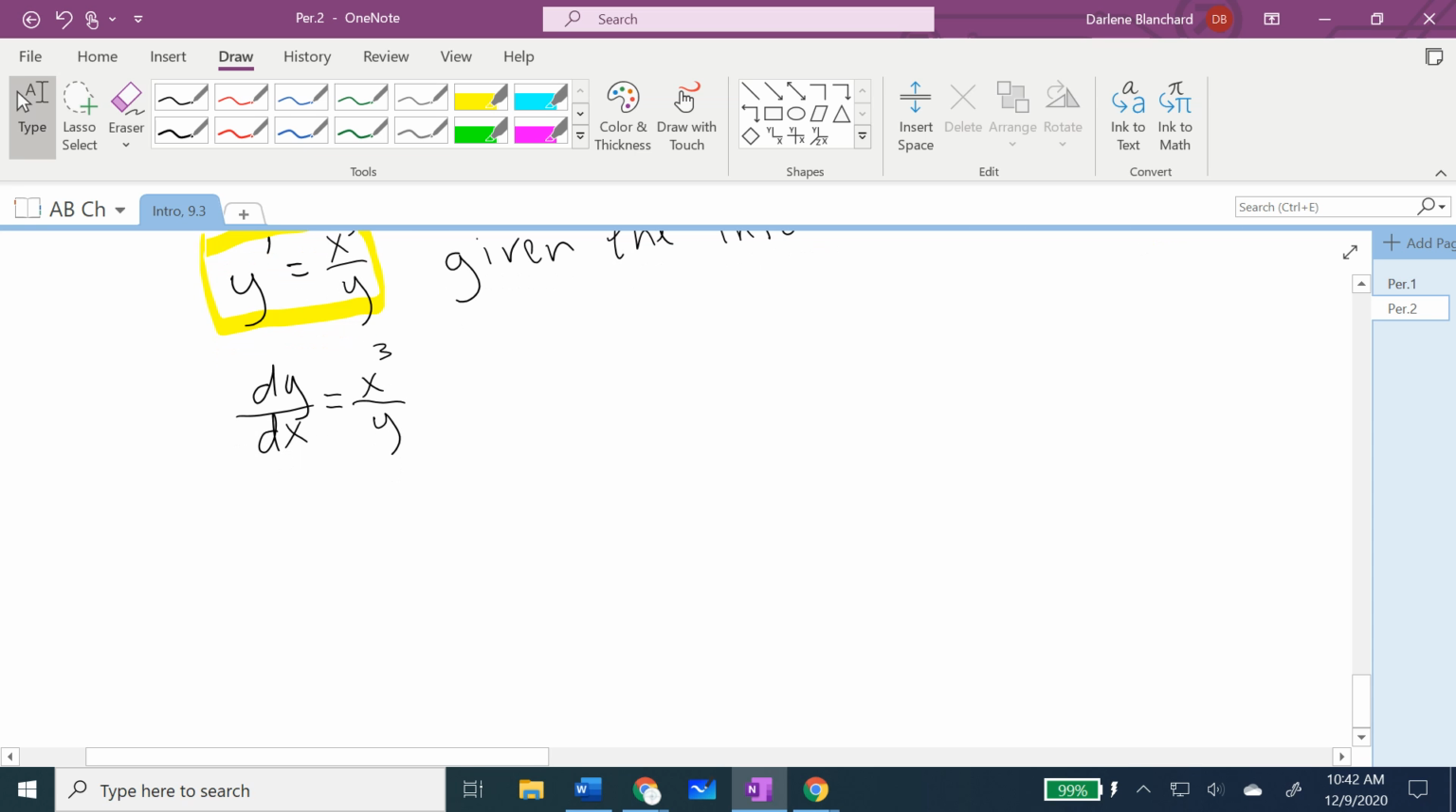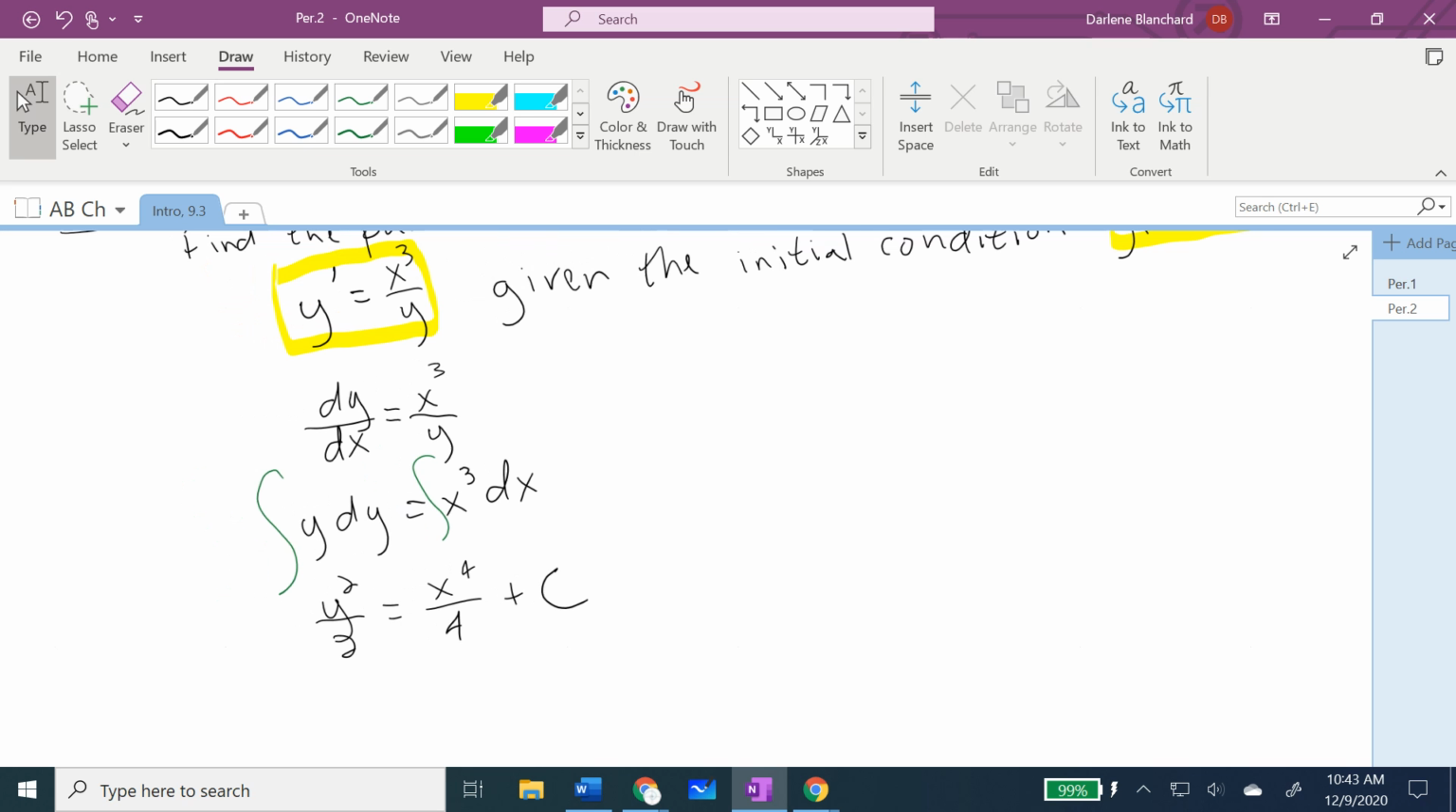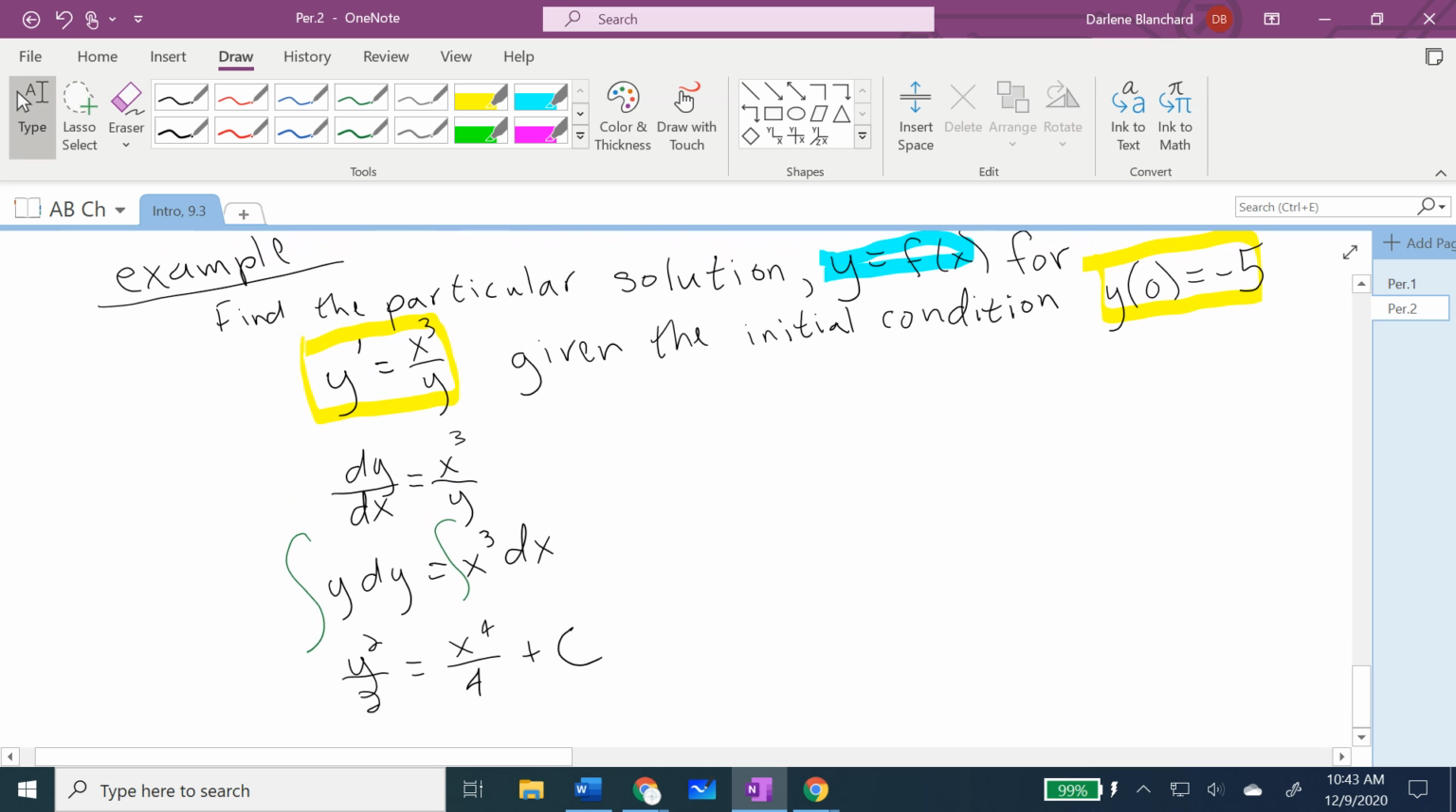All right, here we go. Separating the x's and the y's. After separating, it's time for some integration. And I've got my plus c unknown constant. I can choose to find that constant right now if I desire. So how about we do that?